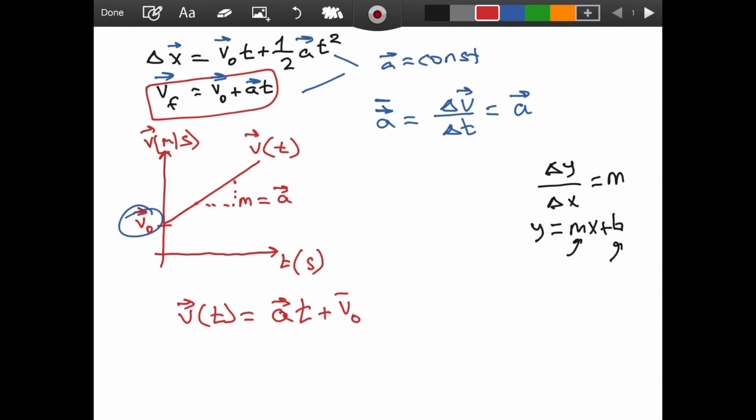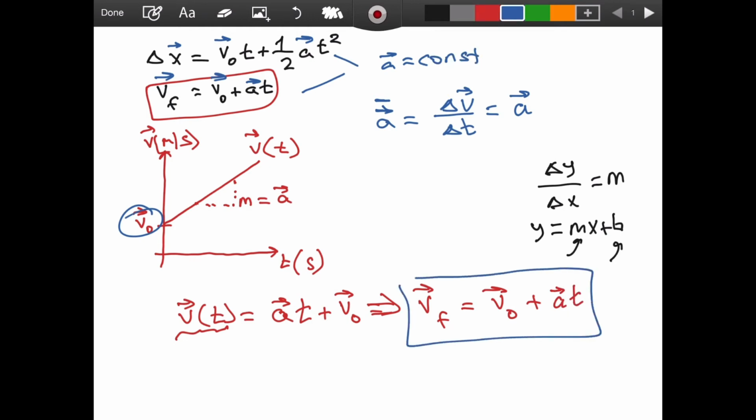V naught. And of course, if we rearrange this and if we call the velocity at time t the final velocity, we get that vf, the final velocity, is equal to the initial velocity plus the change in velocity, which is the acceleration times time. So we proved one of our equations. Now let's prove the other one.